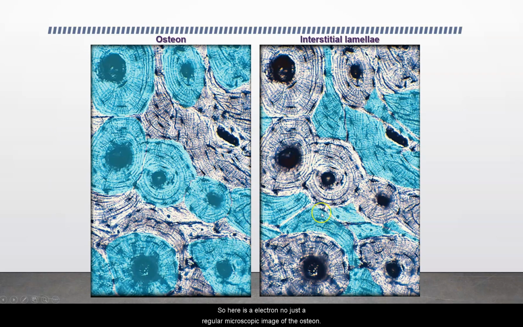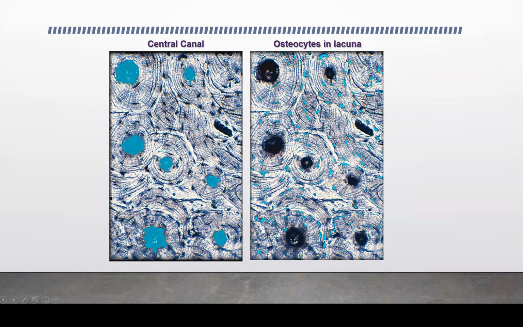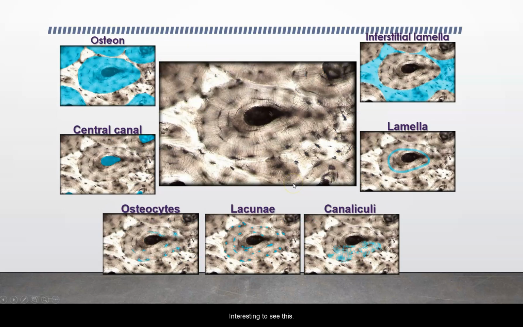So here is just a regular microscopic image of the osteon in blue here. And then in blue over here is the lamella. Here is the central canal being highlighted of the osteon. And here are the osteocytes in their little lacuna. Right here, I've highlighted them over here. Kind of interesting to see this.